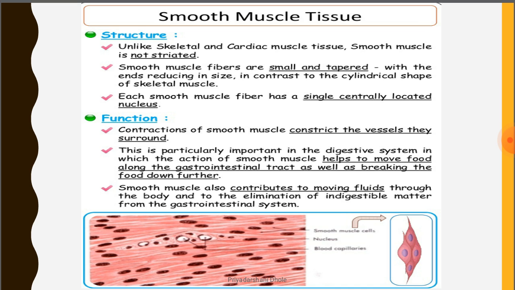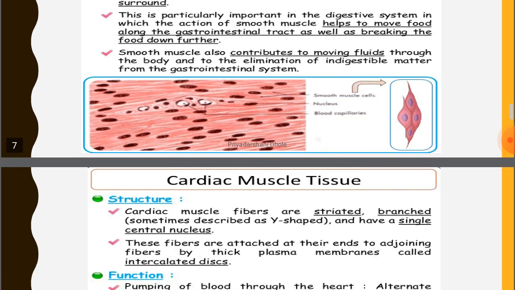What is the function of smooth muscles? Contraction of smooth muscles constricts the vessels they surround, and this is particularly important in the digestive system, in which the action of smooth muscles helps to move the food along the gastrointestinal tract as well as break the food down further. Smooth muscles also contribute to moving fluids through the body and the elimination of indigestible matter from the gastrointestinal system. This is the smooth muscle.